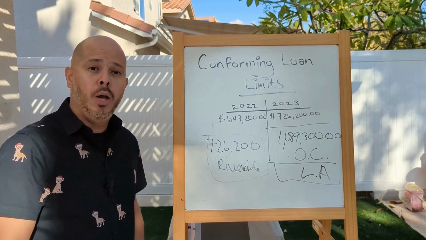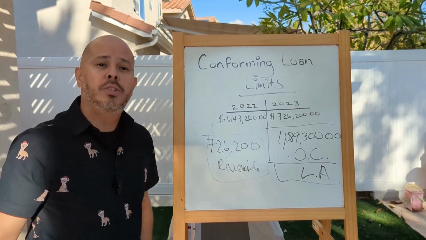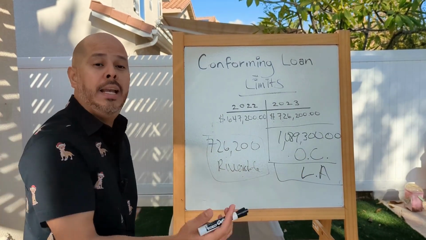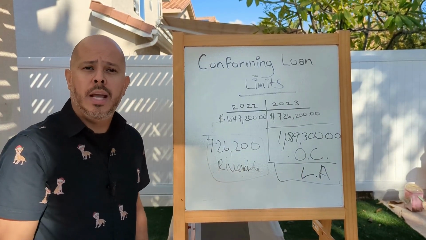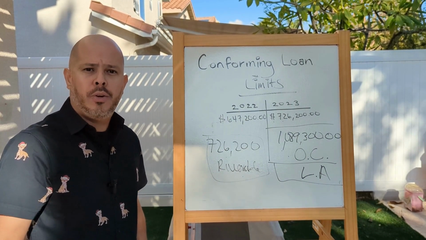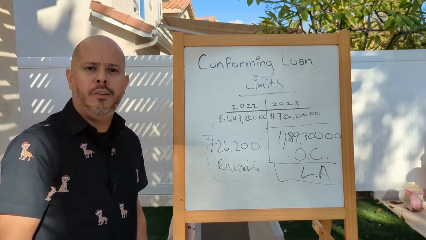Versus having to do a jumbo loan. Anything outside these numbers is going to be considered a jumbo loan. So anything above 1,089,300 will be considered a jumbo loan. With a jumbo loan, what that means is you're going to have stricter guidelines. It's going to be harder to qualify for.